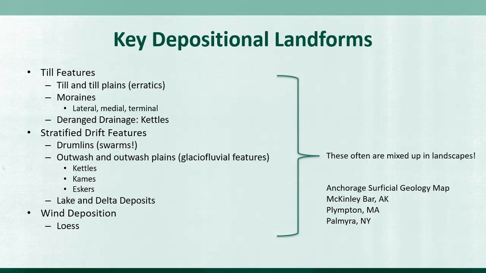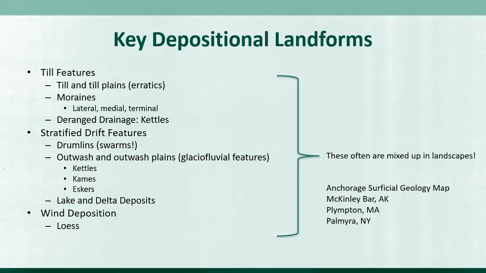We can also sometimes see drifted lake and delta deposits in glacial areas. Kincaid Park, for example, has delta deposits in it. So even though it's very uneven, more like a till plain, it's actually made of drifted features. And then there's a special kind of feature that is associated with stratified drift, which are drumlins.